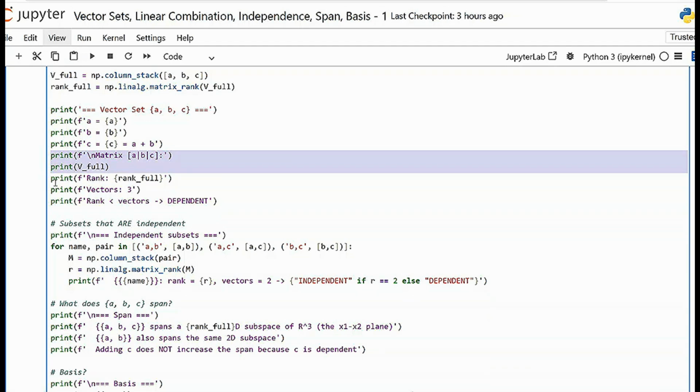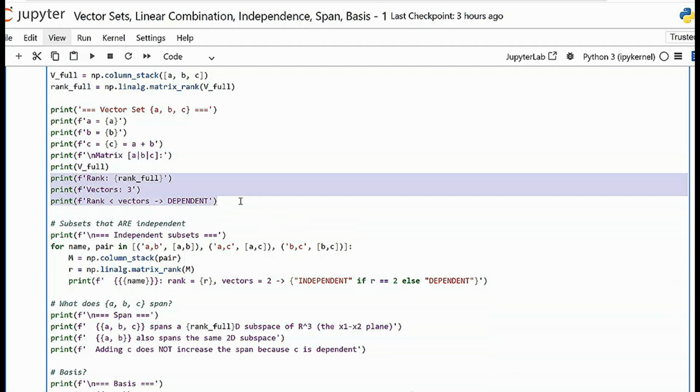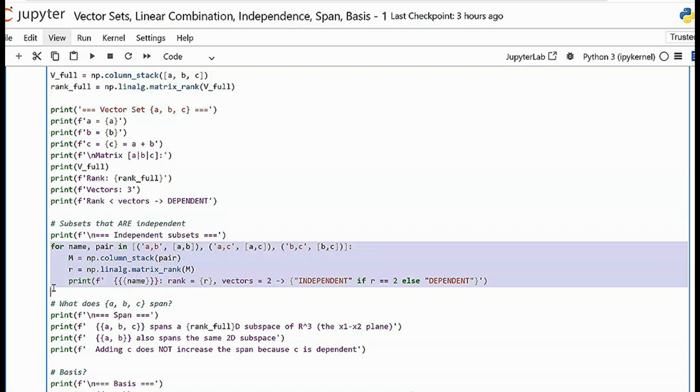And we are just going to have the vectors: the rank, the number of vectors, and if the rank is lesser or higher, in such a case we conclude whether the set is linearly dependent or not. Now we are going to introduce some testing on smaller subsets. Kindly observe, we are going to build those subsets by looping through all pairs of vectors.